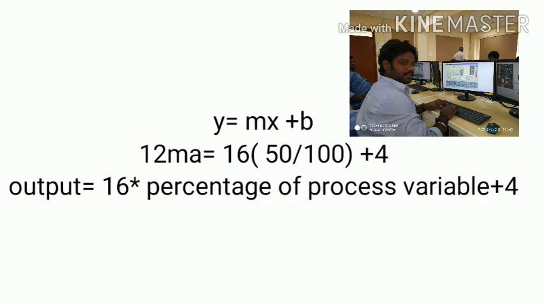So how does it work in this formula? y equals mx plus b. The m is the span value, 16. 5 bar means 50%, so 16 times 50 divided by 100, plus 4. So the output is equal to 12 milliamps. If 12 milliamps is showing, it must be 5 bar. So if there is any difference between what we find according to the formula and what is actually showing, that means there is some error. We need to take further action. Okay, my friends, thank you for watching my video.